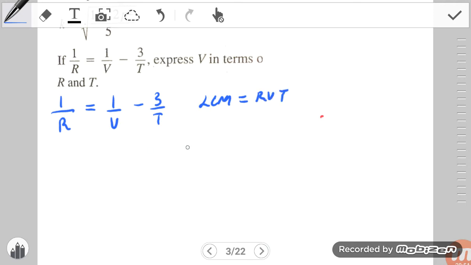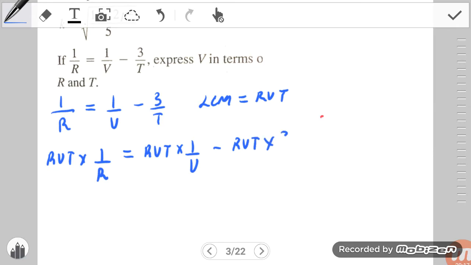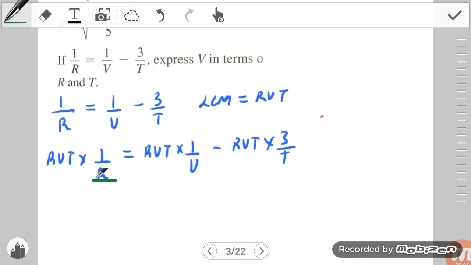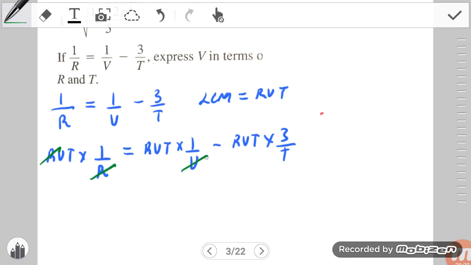So we're not going to draw a line like we're trying to simplify. We're trying to solve or express V in terms of R and T. So we're going to say RVT multiplied by 1 over R is equal to RVT multiplied by 1 over V minus RVT multiplied by 3 over T. And what that will do for us now is allow us to do some cancellation. So we're going to have the R cancelling the R here. We're going to have the V cancelling the V here. We're going to have the T cancelling the T here.